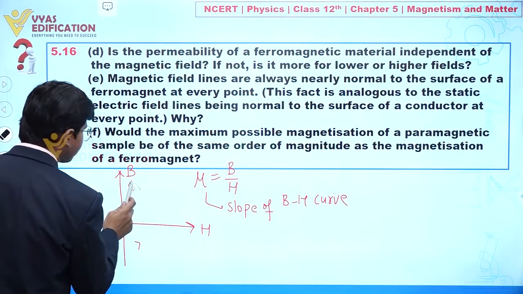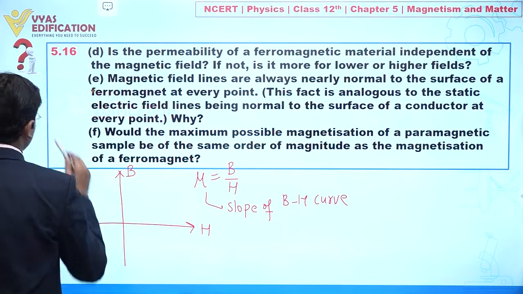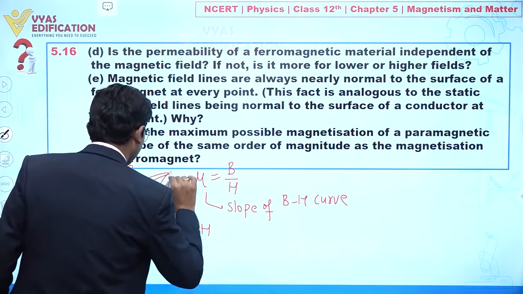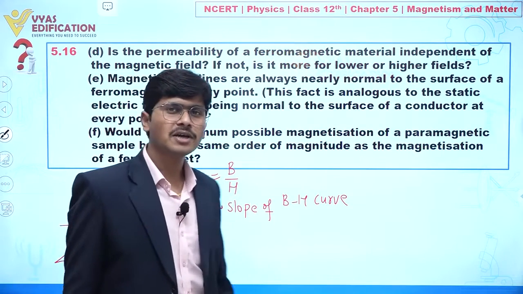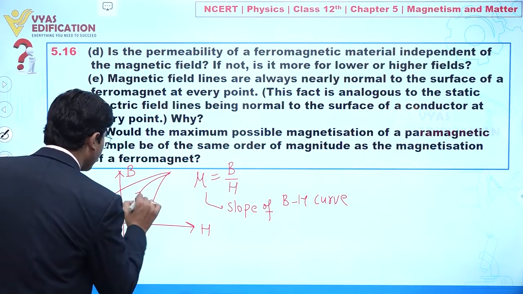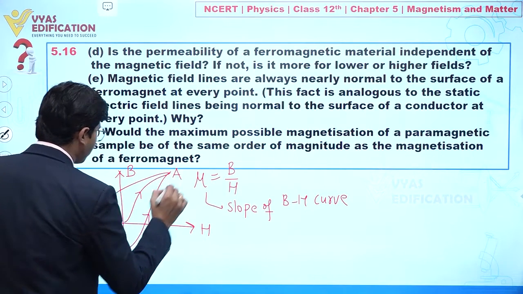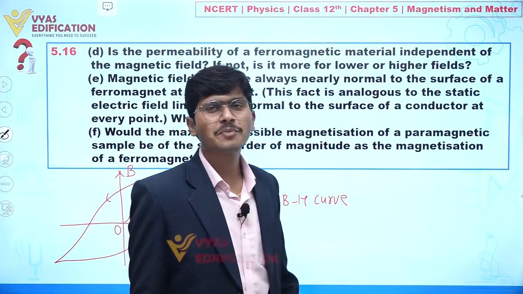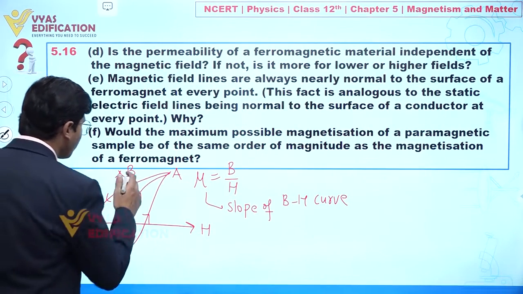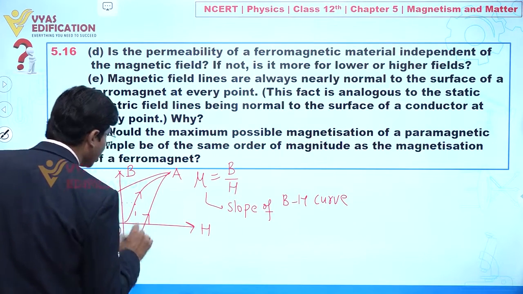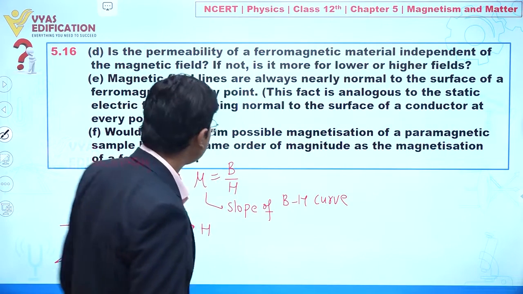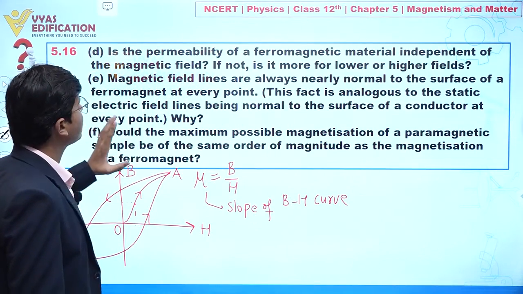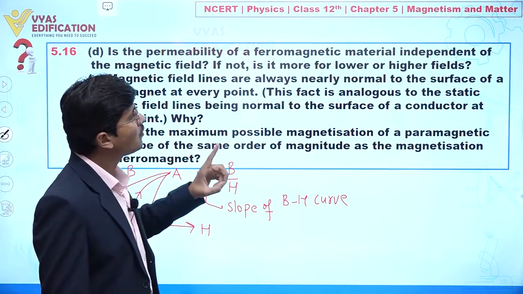just a minute, again I am drawing. It's like this. Now if I am talking about initially, let's suppose this is the O point, clear? And let's suppose this is the A point. So from O to A, its slope is continuously changing from point to point. And you can also observe that for a lower value of magnetic field, the slope is more. Yes or no? So is the permeability of a ferromagnetic material independent of the magnetic field? No. It is more for lower field.